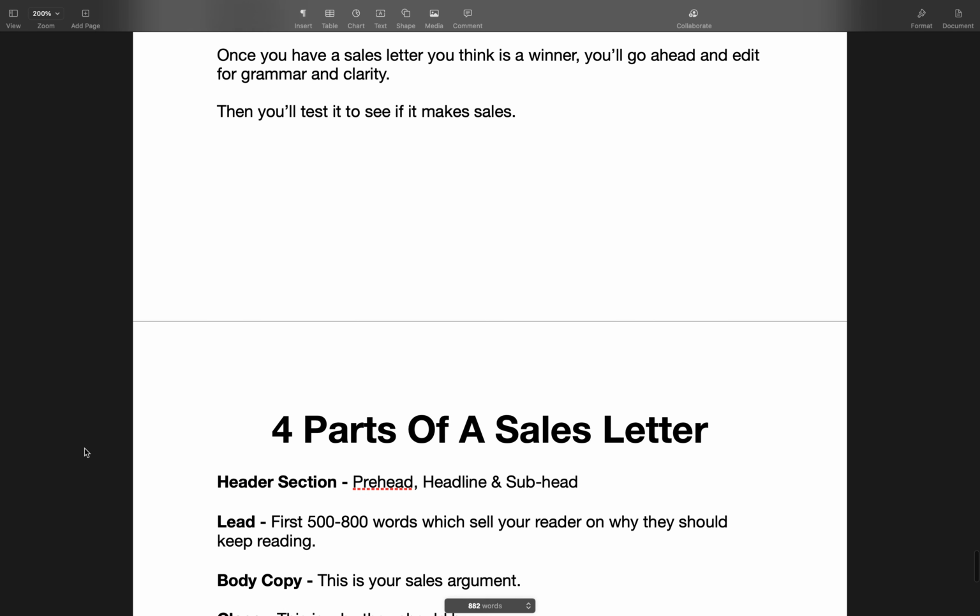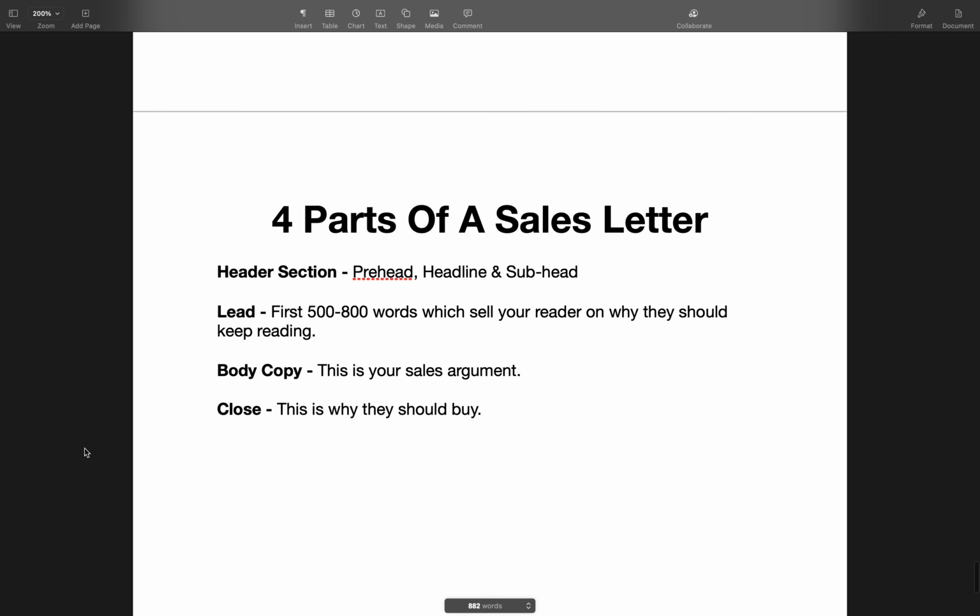And so that brings me to the 4 parts of a sales letter. And thank God there's only 4 parts, really. There's really only 4 parts. So there's the header section. This is what I call the header section, which is the headline, the text below the headline, and the pre-head, right? Then there's the lead.